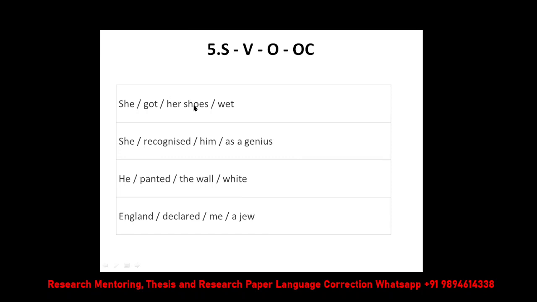And object complement: you know subject, verb and object. Then the next word, if you don't add this word, the sentence will not become complete. She got her shoes, what? Wet. She recognized him, what? As a genius. He painted the wall white. So you know the complement function. Why is it called object complement? This complement qualifies the object. It gives information about this object only. That's why it's called object complement.